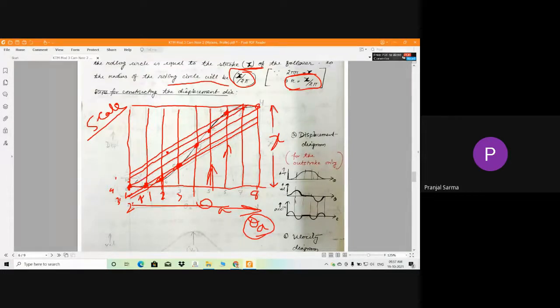After that, what we have to do is join them with a smooth line, and we get the curve. So this is how we draw. Is it clear? Let me know.